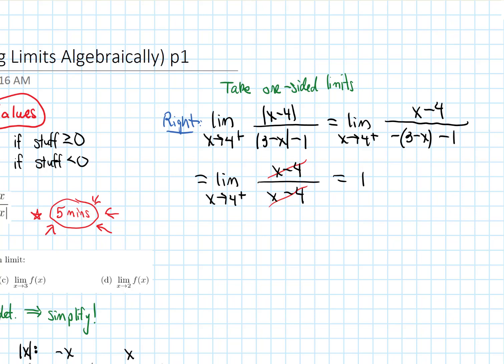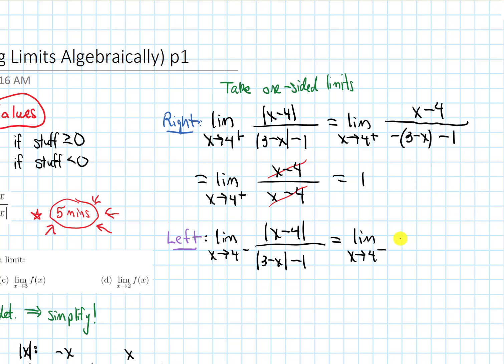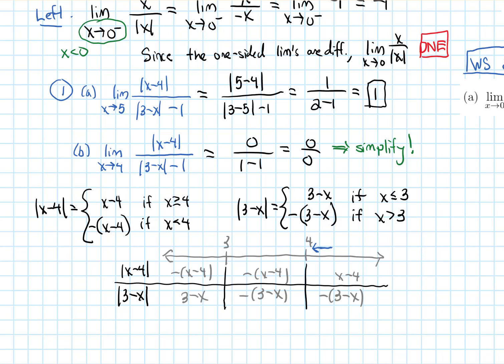All right, let's do the limit from the left. We need the limit as x approaches 4 from the left of absolute value of x minus 4 over absolute value of 3 minus x, minus 1. Let's go back to the number line. Now we are approaching 4 from the left-hand side. That means we're getting super, super close to 4, but from the left, so we're somewhere over here, in this middle interval between 3 and 4.